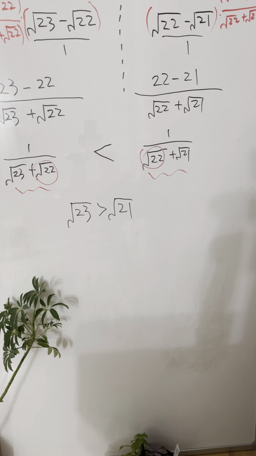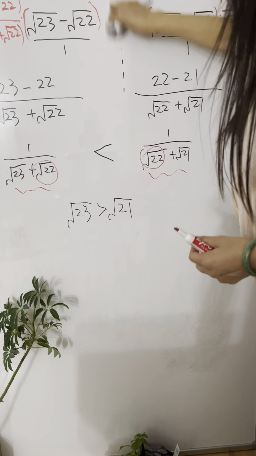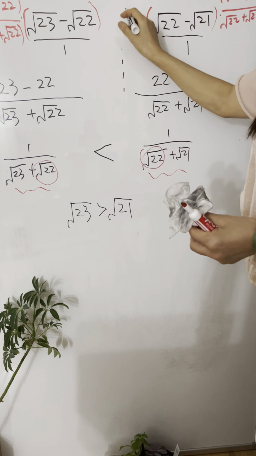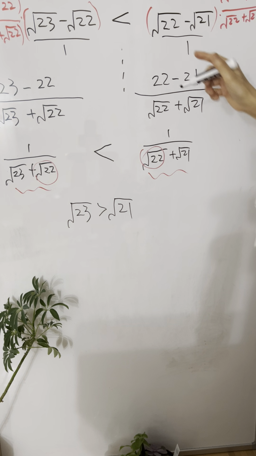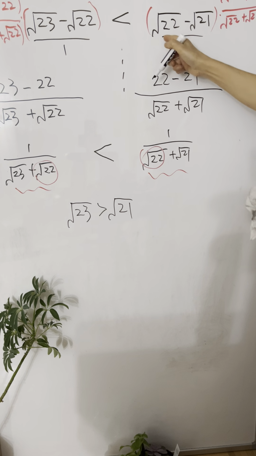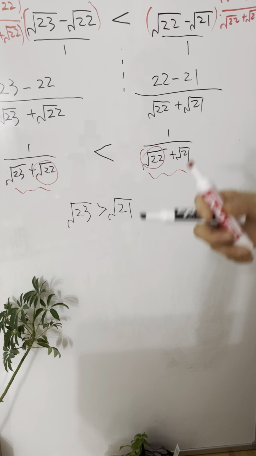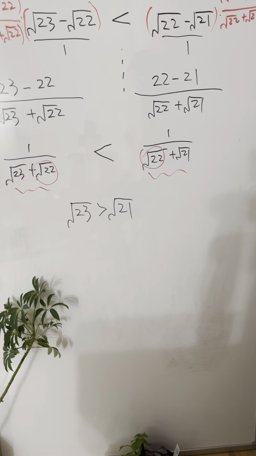So going back to this, square root of 23 minus square root of 22 is smaller than square root of 22 minus square root of 21. This kind of question just helps us to understand irrational numbers a little bit better.